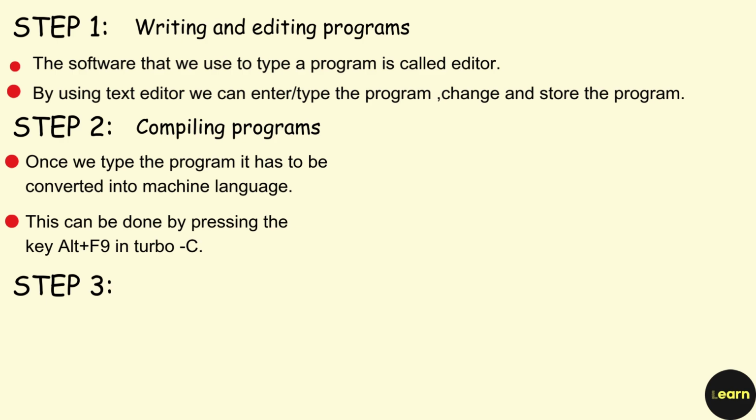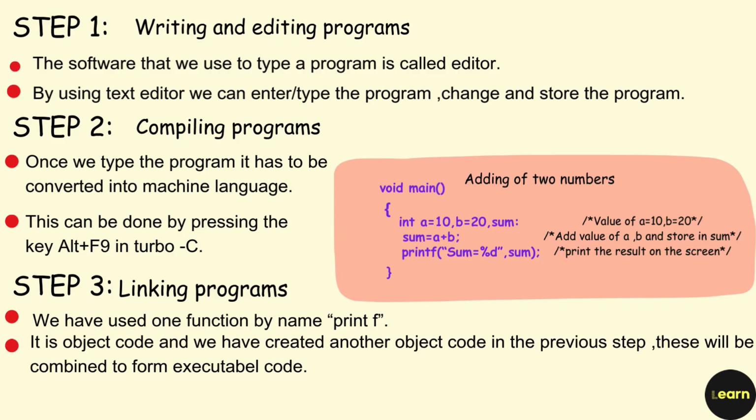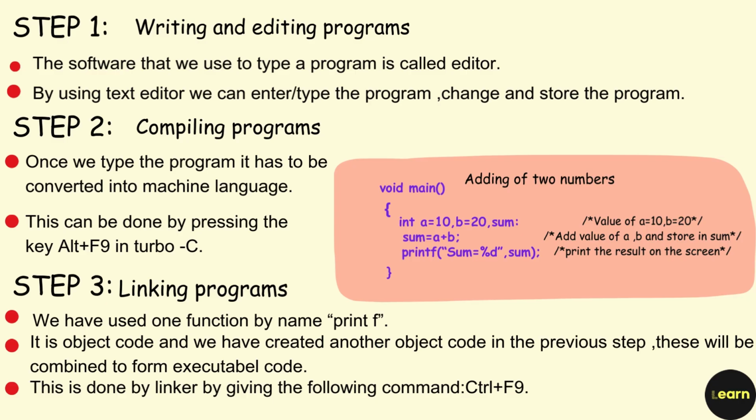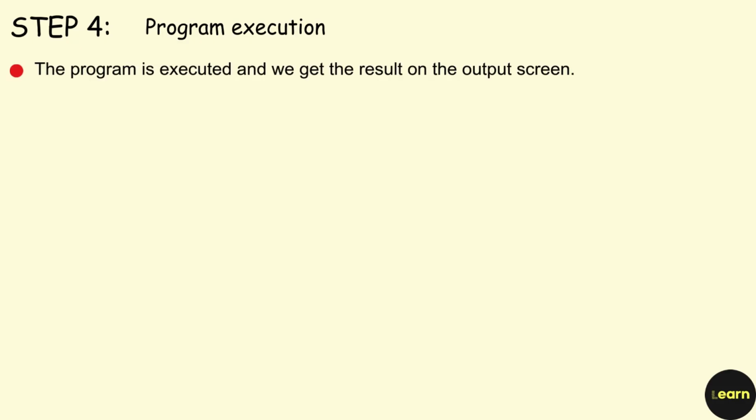Step 3. Linking programs. From this example, we have used one function by name, printf. It is object code and we have created another object code in the previous step. These will be combined to form executable code. This is done by linker by giving the following command: Ctrl plus F9. Step 4. Program execution. The program is executed and we get the result on the output screen.